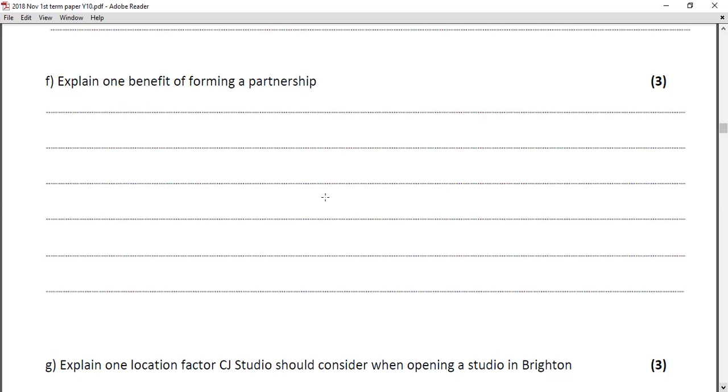For example, I got one answer. They say the workload is shared. That's 1 mark. You can develop it: in a partnership, the responsibility of running the business can be shared among partners. Therefore, more workload can be handled by the partners, and they can bring their expertise into the business. So like that, write 3 interrelated sentences which are beneficial to forming a partnership, right?